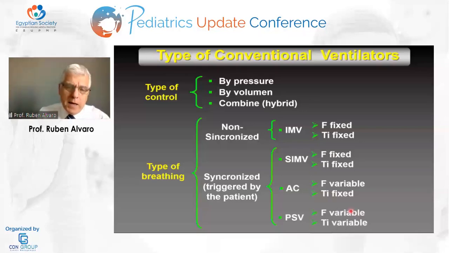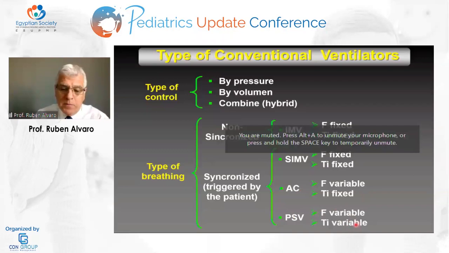And then we have another form, which is called PSV, which is the only fully synchronized mode of ventilation. As you can see, the two on top, the SIMV and the AC, are only synchronized during inspiration, but the expiratory phase is not synchronized at all. With PSV, the idea is you try to synchronize both inspiration and expiration. So the frequency is variable, as we use with AC, and is set by the patient, but now the TI is also set by the patient and is variable, okay?